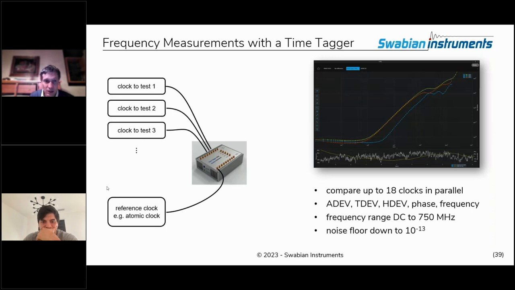And the frequency range of the clocks is essentially from DC to 750 megahertz, which is a very large range. And at the end of the day, the noise floor for LN deviation measurements is somewhere in the 10 to the minus 13 range, which is equivalent to a phase noise of the average signal somewhere in the 100 femtosecond range.